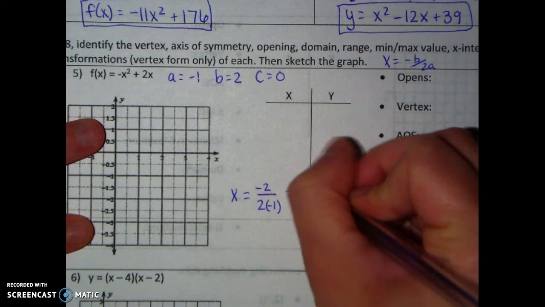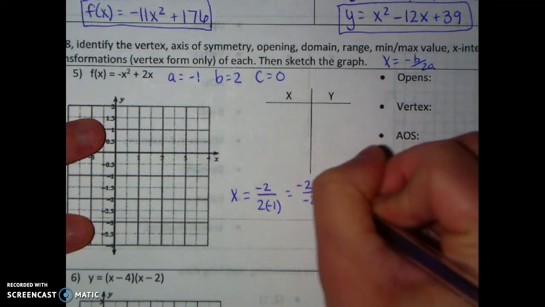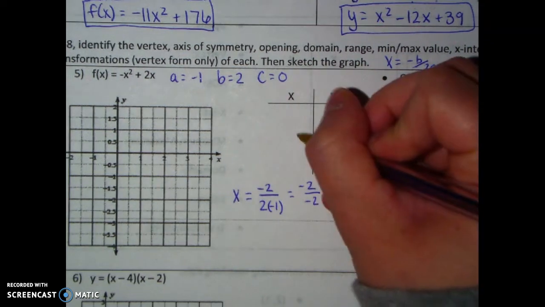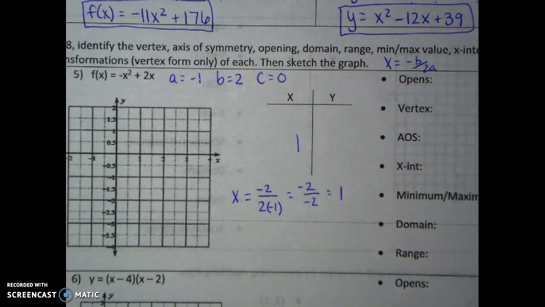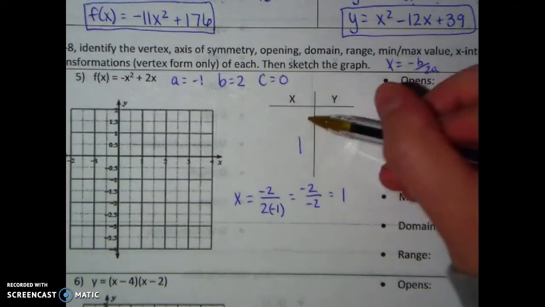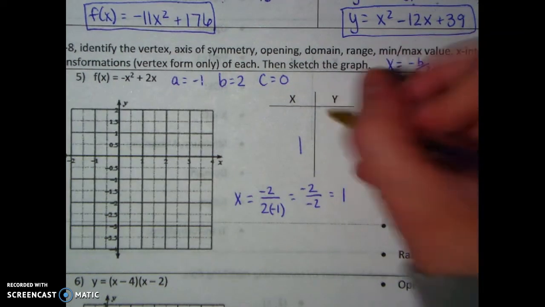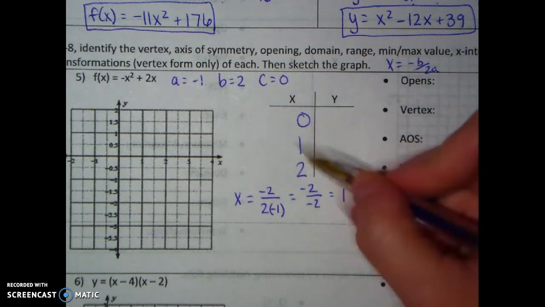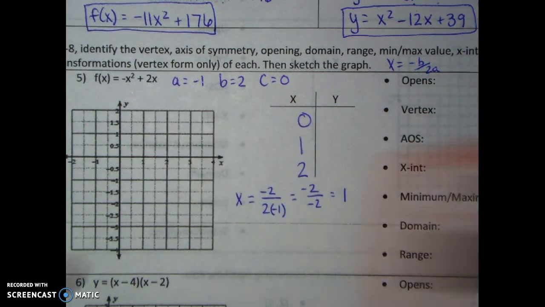That is negative 2 over negative 2, which is a positive 1. So that will be my vertex. On my table, I need one value above it and one value below it, so 0 and 2. I'm going to plug these values into that equation.